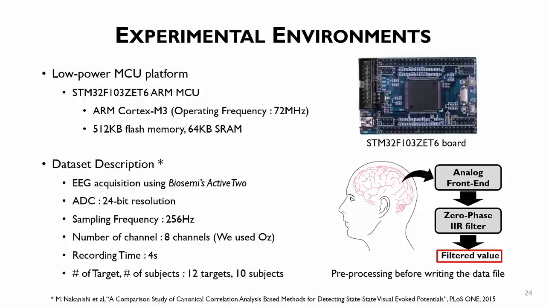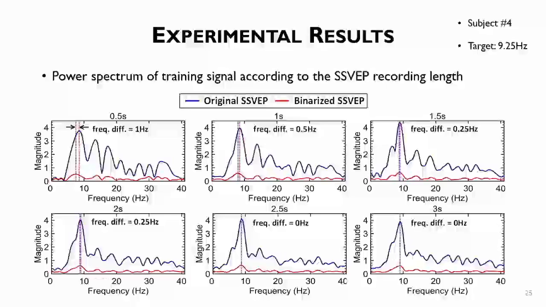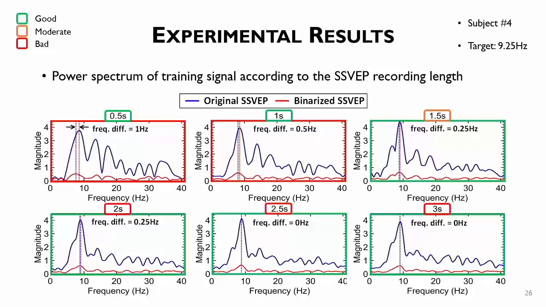We used a low-power MCU platform, which consists of a Cortex M3 with several memories. And we used an open-source SSVEP dataset for the whole experiments. From now on, I'd like to show you our experimental results. This slide shows the effect of signal binarization on the SSVEP according to its signal length. We can see the peak frequency error between the original SSVEP and the binarized SSVEP. As you can see, the 1.5 second SSVEP has the best quality with short recording time and negligible frequency error.